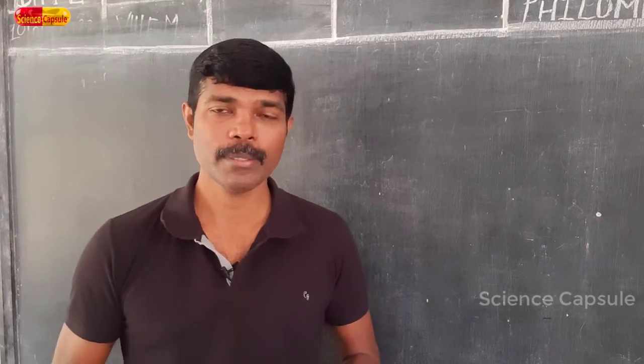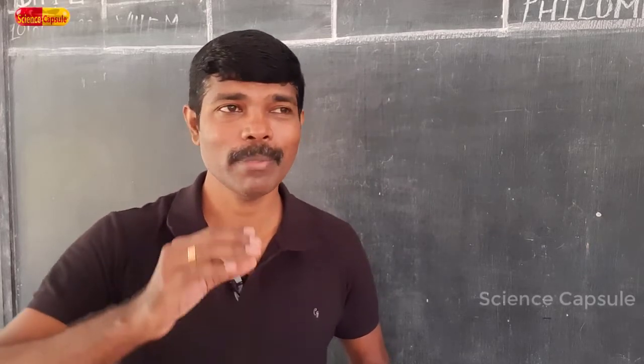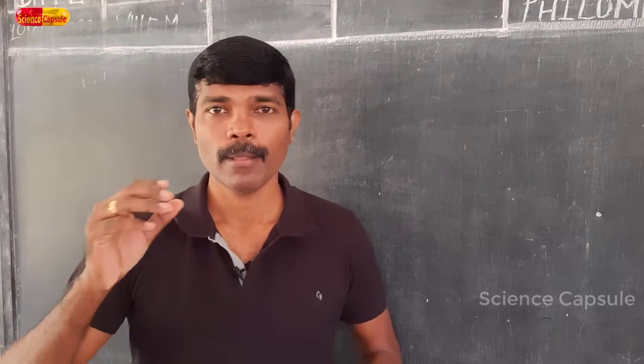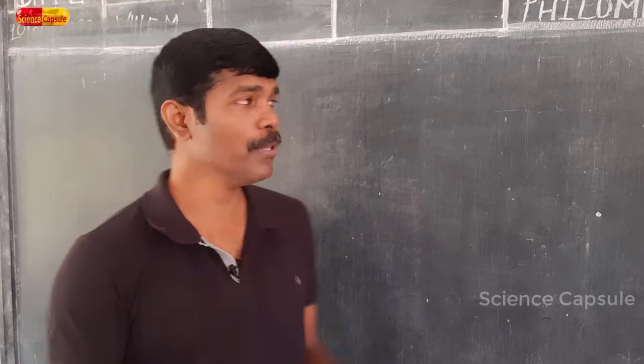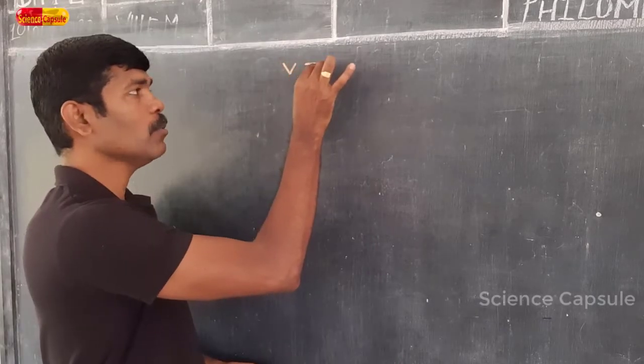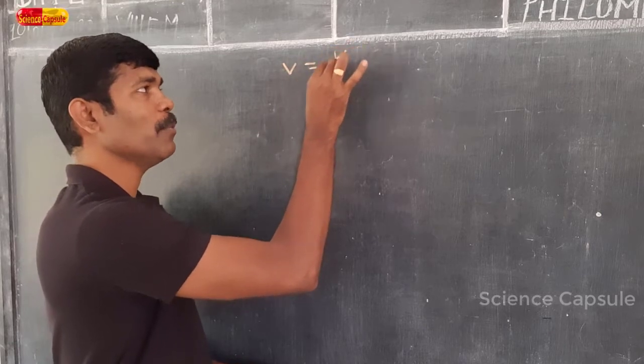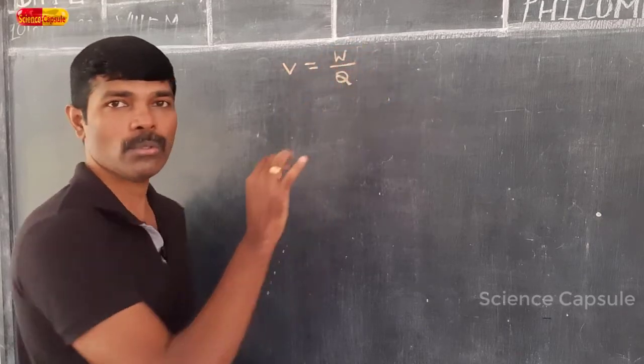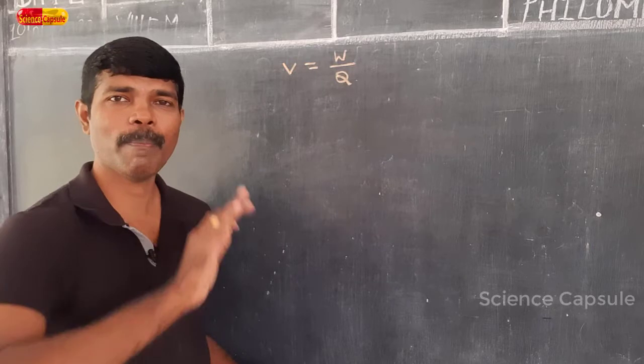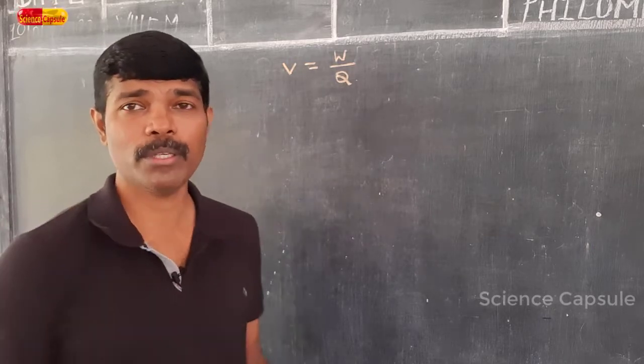Now there are some questions that may be asked in the CBSE examination based on potential difference. We know that V is equal to, what's that? It is W by Q. This you have to remember by heart, which will help you to solve the numerical problem.